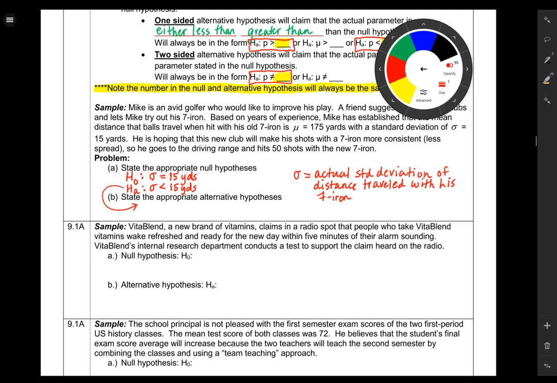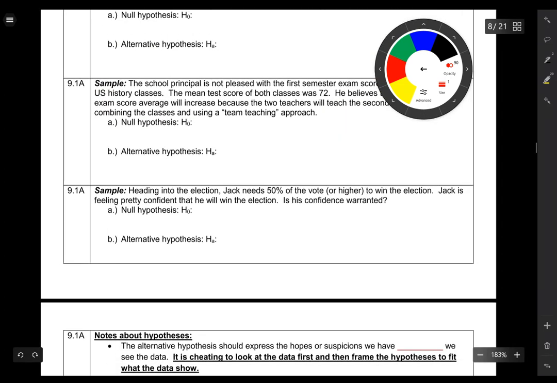Okay, and then we will skip the next two and we will go to the last one here on this page. Heading into the election, Jack needs 50% of the vote or higher to win the election. Jack is pretty confident that he will win the election. Is his confidence warranted? So the null hypothesis, this time the H sub 0 portion is given, the statement of no difference, p is equal to 0.5, and Jack wants 50% or higher. So our alternative hypothesis, HA, will be p greater than 0.50, where p is the actual, the true proportion, that Jack earns in the election.